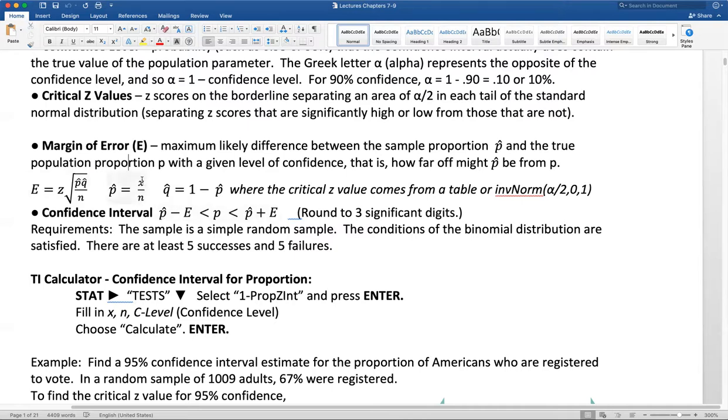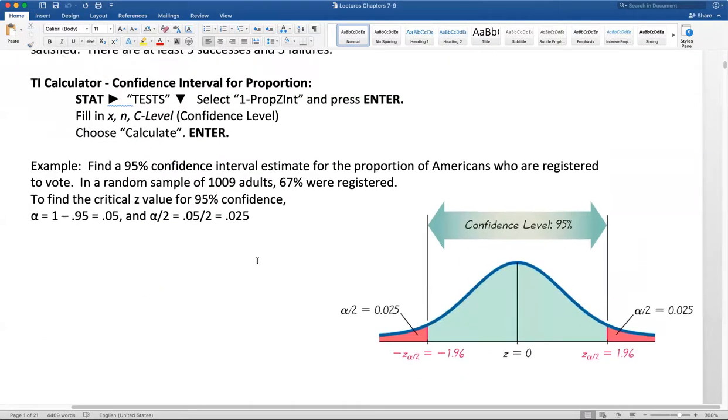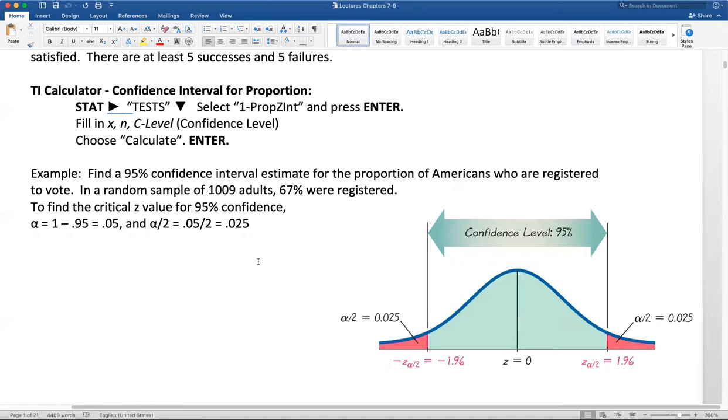The sample proportion p hat is x over n, where x is the number of outcomes in the event and n is the sample size. q hat is 1 minus p hat, the complement of p hat. We assume that the sample data is selected randomly.